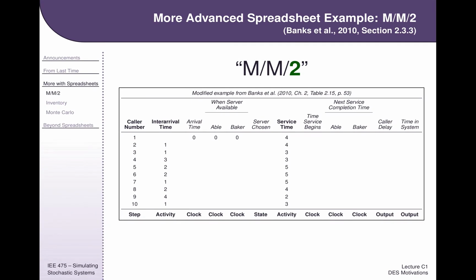All right, so we can do this in a spreadsheet just as well. It looks very similar to the MM1 case. How do we end up making these two servers work? Well, let's take a look.